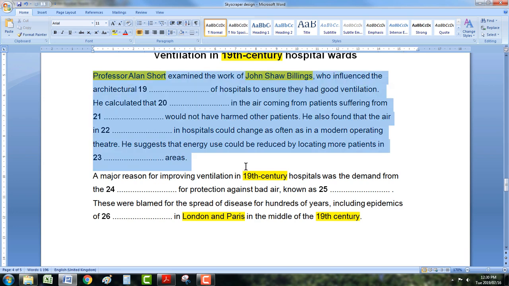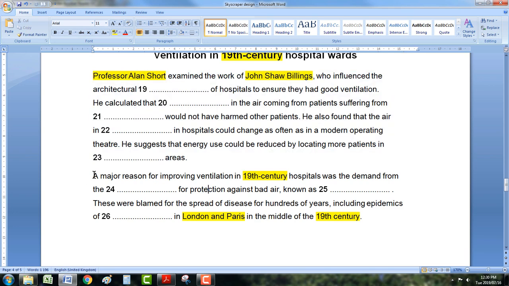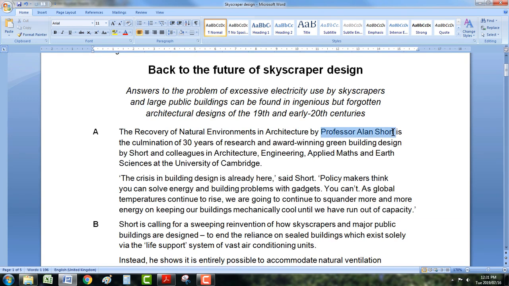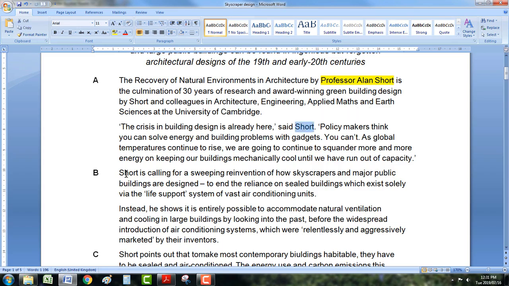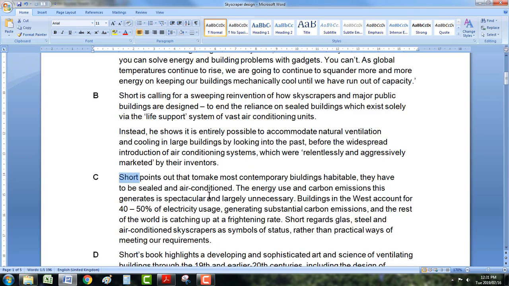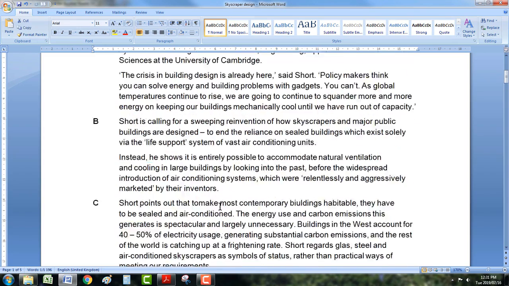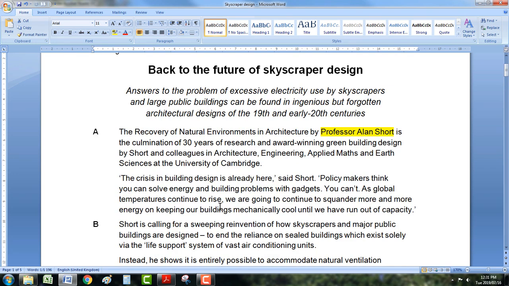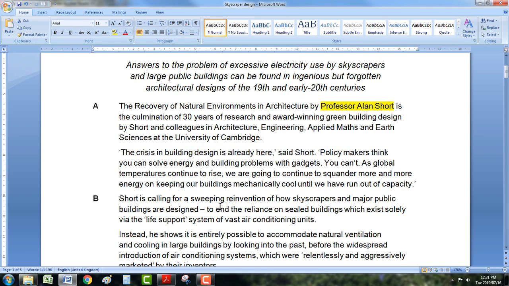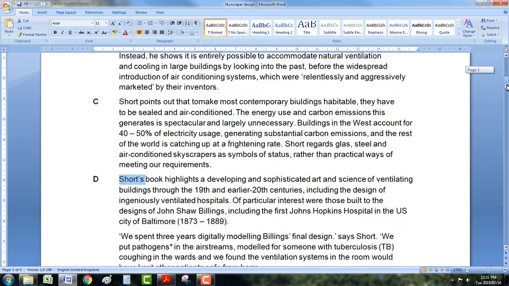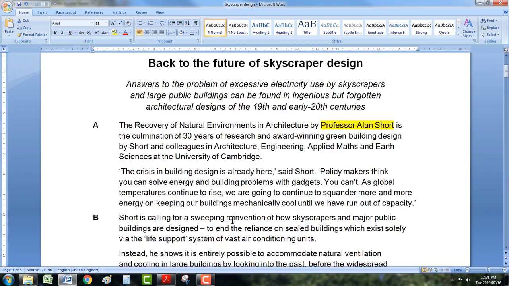And that's quite nice because we can see where it begins and where it ends. Now, they've divided it into two paragraphs. Usually that means it's from two paragraphs on in the text. But we'll see again. So let's find all of these. John Shaw Billings, Professor Alan Short, London and Paris. So Professor Alan Short is right at the beginning over there, but then it goes on and on and on with Short. So Short is everywhere. So that's not the name that we really need. We need to find that John Billings. What was it? John Shaw Billings. And just scan for that.